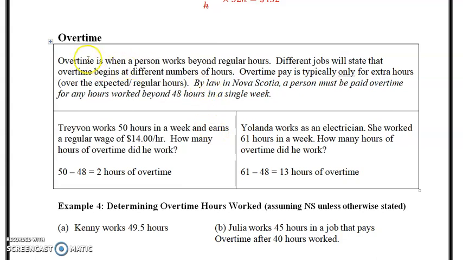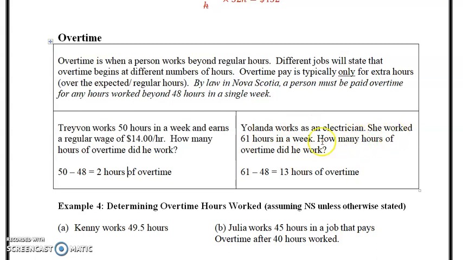So what happens is, overtime is when a person works beyond regular hours. Different jobs will state that overtime begins at different number of hours. So overtime is typically only for extra hours over the expected or regular hours. By law in Nova Scotia, a person must be paid overtime for any hours worked beyond 48 hours in a single week. So any hour additionally, that's what we'll use unless otherwise stated.